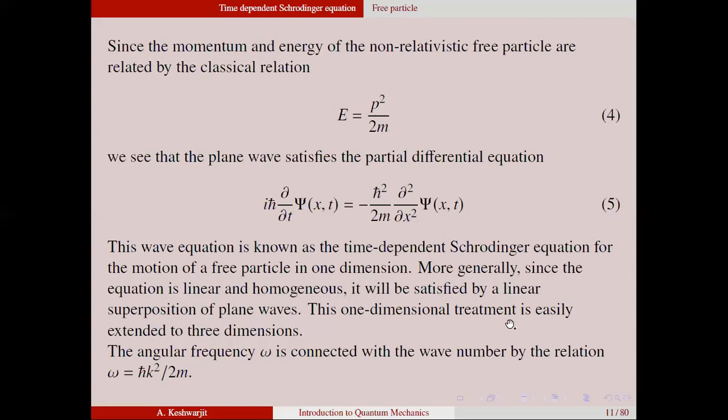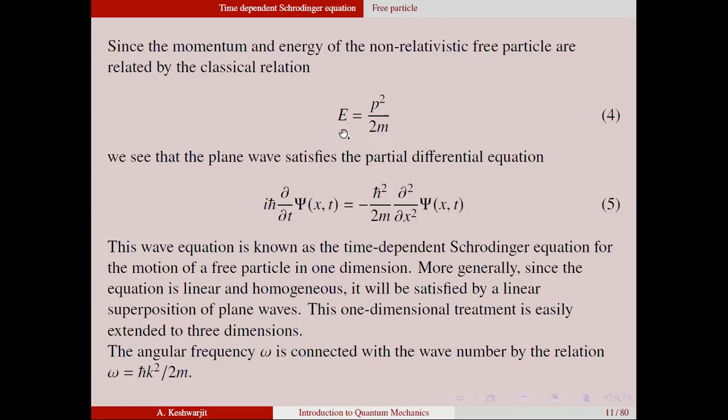This one-dimensional treatment is easily extended to 3 dimensions. In 3 dimensions, the angular frequency omega is connected with the wave number by relation 3. This is not only for 3 dimensions, this is also true for 1 dimension. This is a very simple expression: omega equal to h bar k square by twice m. This expression comes from equation number 4.